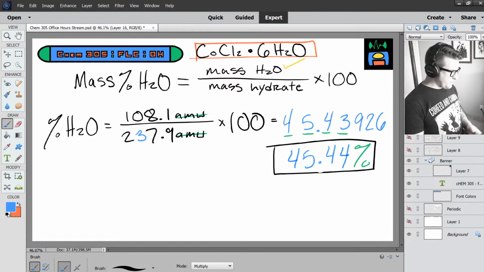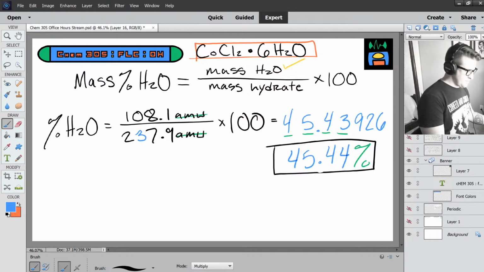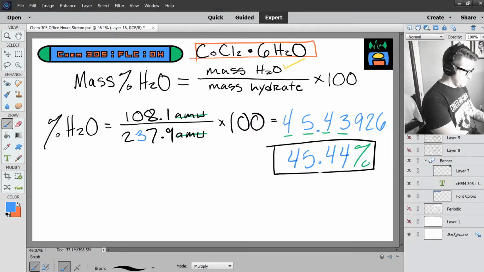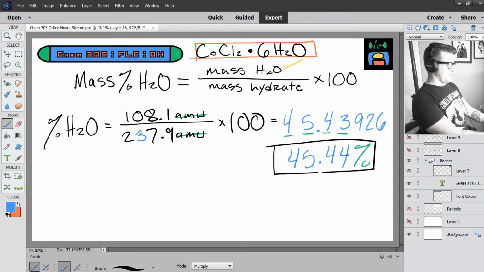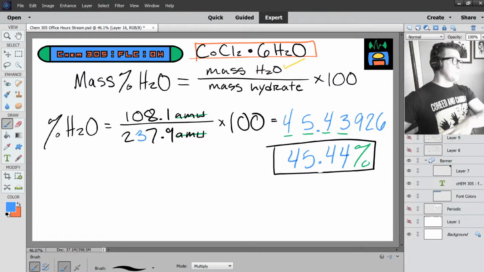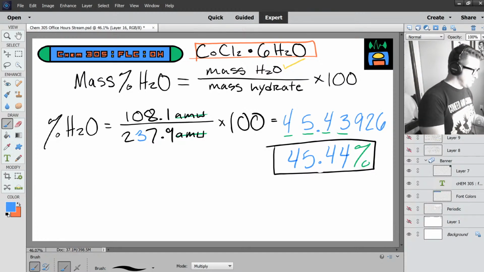All right, so that is the total. Okay, so here's the thing. The mass of the whole thing is the cobalt plus the chlorine plus all the waters. The water's part of that total mass.